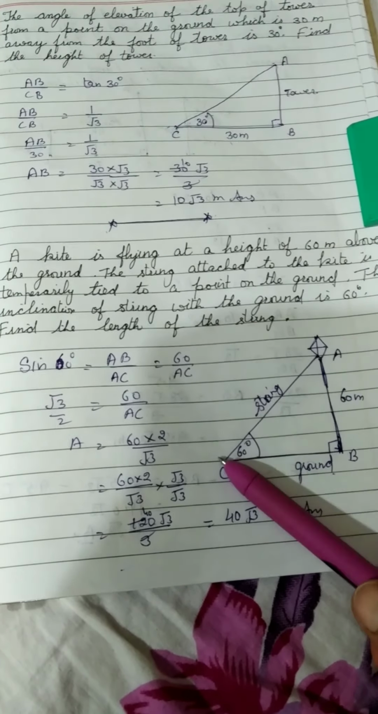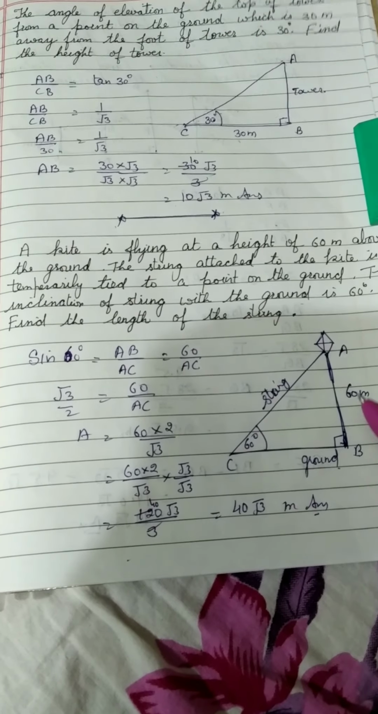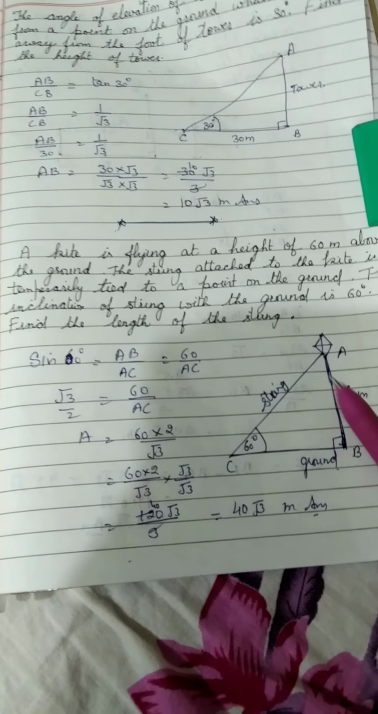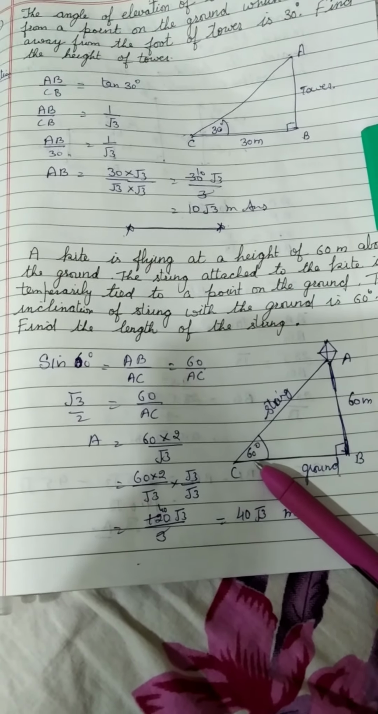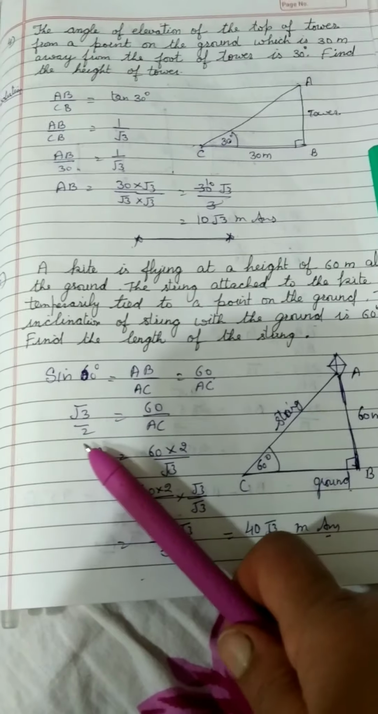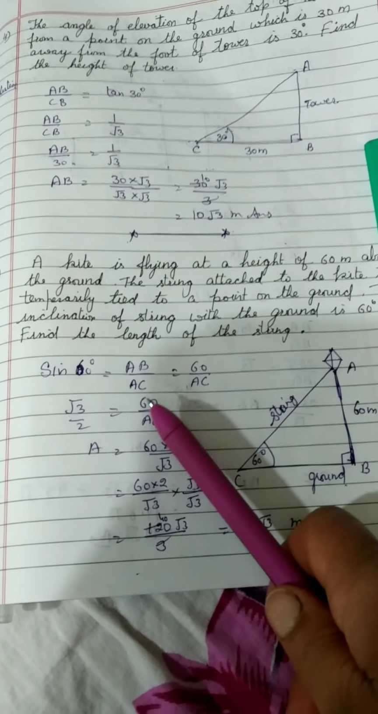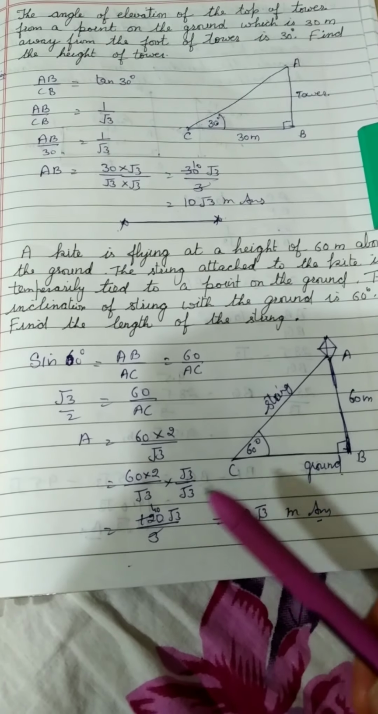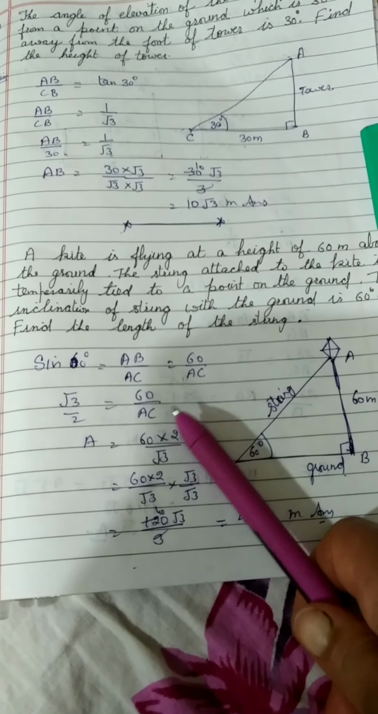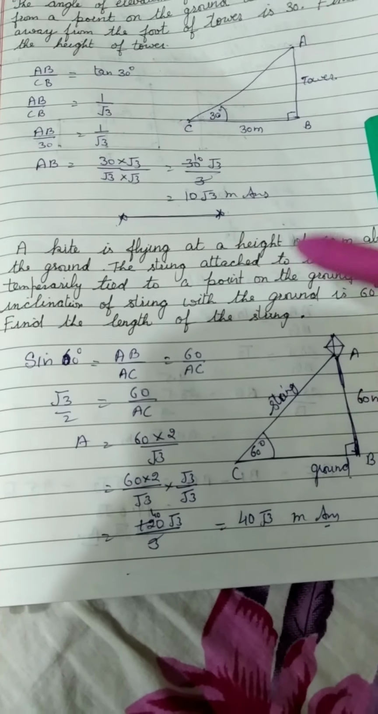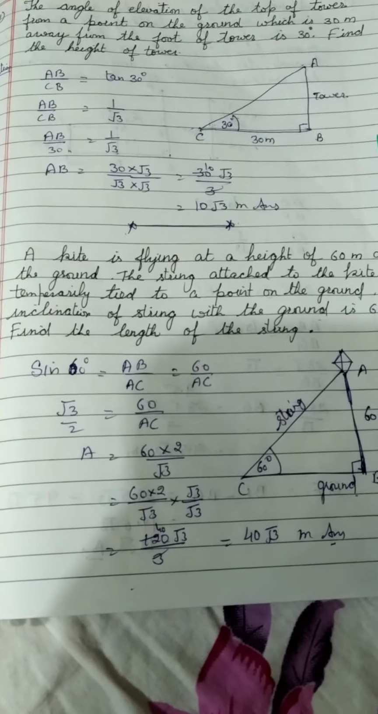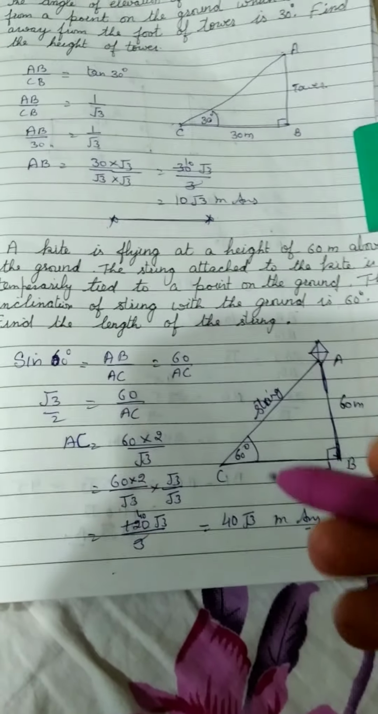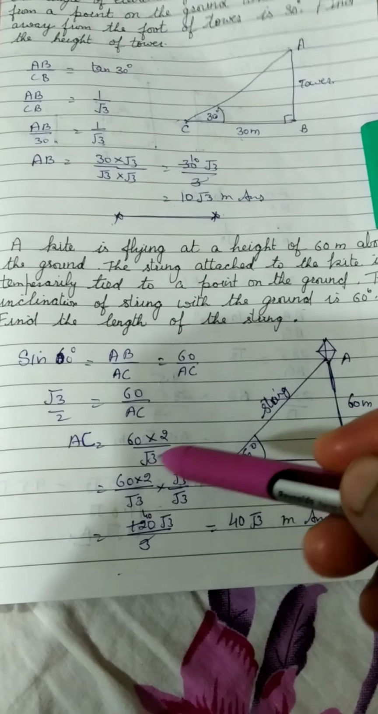Obviously this is hypotenuse. Then we have the value of perpendicular, and we are to find hypotenuse. Perpendicular upon hypotenuse is sin 60. Then we apply the value of sin 60, that is square root 3 by 2, AB upon AC. Then we put the values that are given to us. AB is 60, and from here we get AC is equal to 60 into 2 by square root 3.